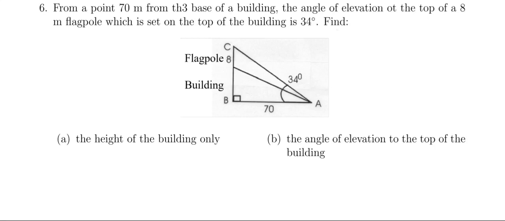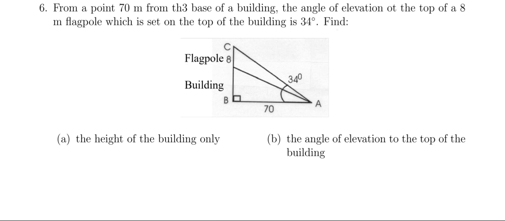So this question says that from a point 70 meters from the base of a building, the angle of elevation to the top of an 8-meter flagpole, which is at the top of the building, is 34 degrees. We're going to find, first of all, the height of the building, and then we're going to find the angle of elevation to the top of the building.